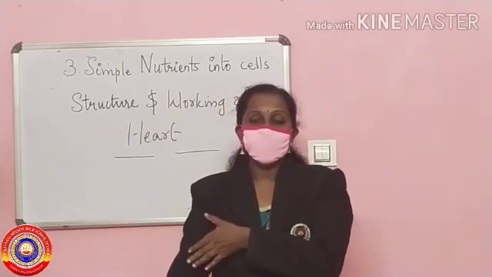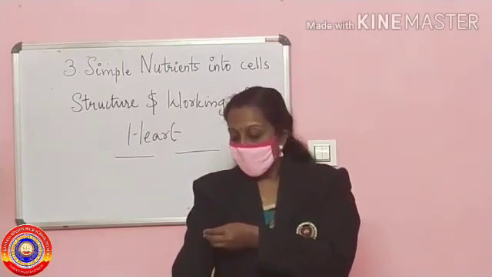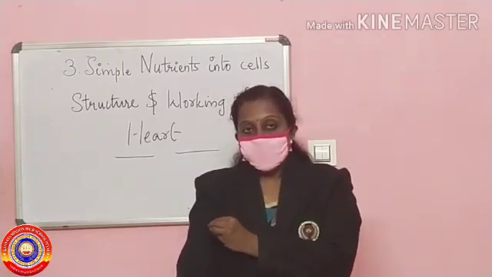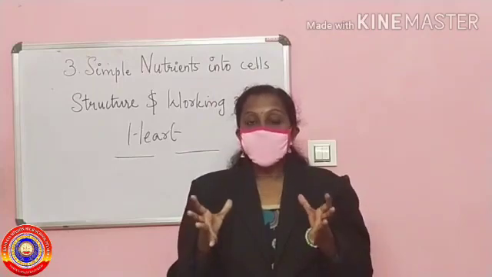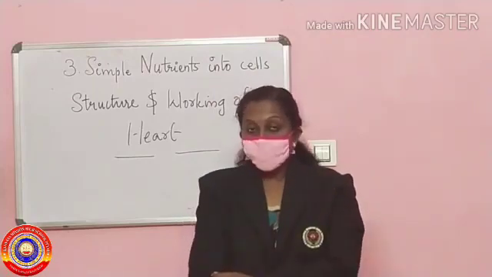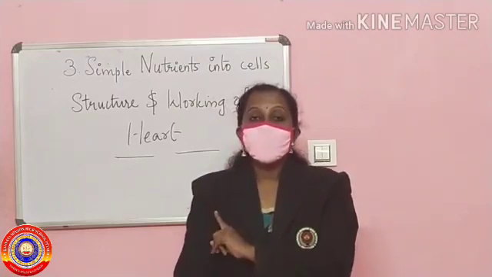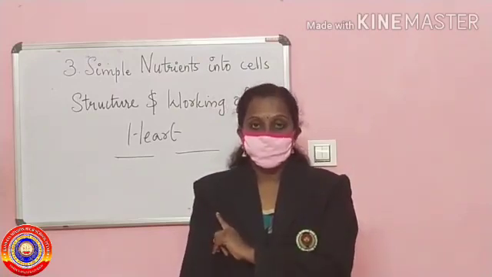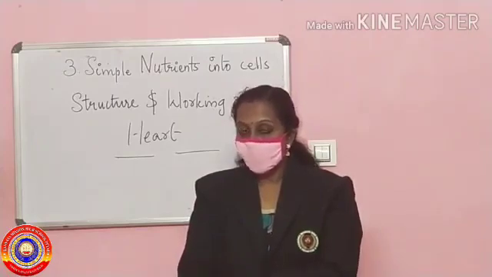Moving to the right side, the deoxygenated blood from the superior and inferior vena cava reaches the right atrium. It dilates. When the right atrium contracts, the tricuspid valve opens and the deoxygenated blood moves towards the right ventricle. The tricuspid valve will close to prevent the backward flow of blood from the right ventricle to the right atrium.